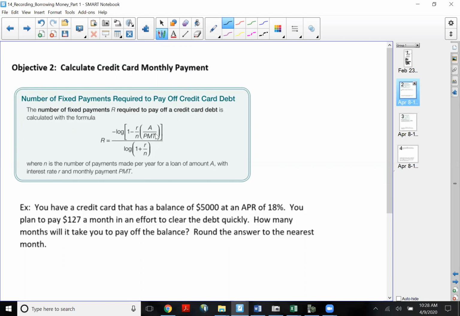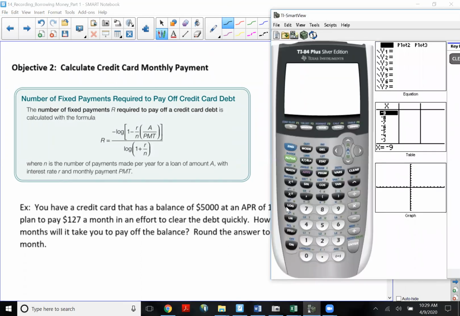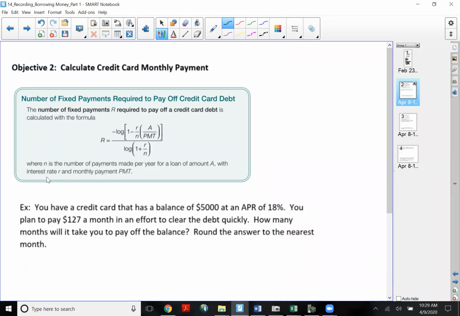Here we have things that you probably have never seen before. This log is called a logarithm. That logarithm is somewhere on your calculator. On my graphing calculator, it's right here. Lowercase n stands for the number of payments made per year. We pay a credit card once a month, so n must be 12. N is the number of payments made per year for a loan amount of A. So A is the loan amount.